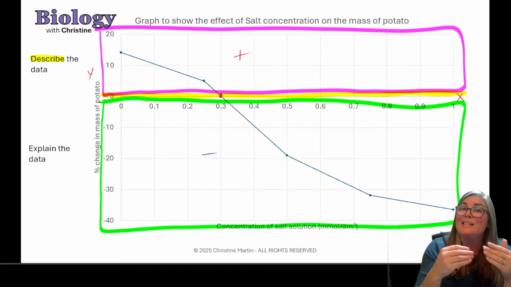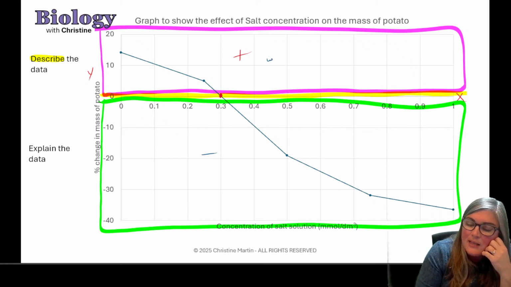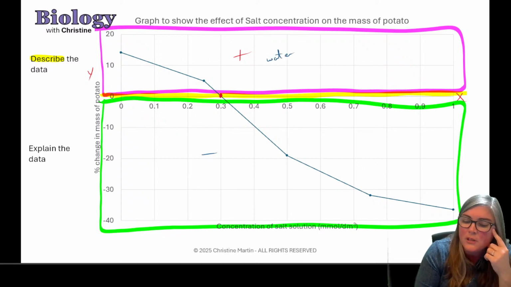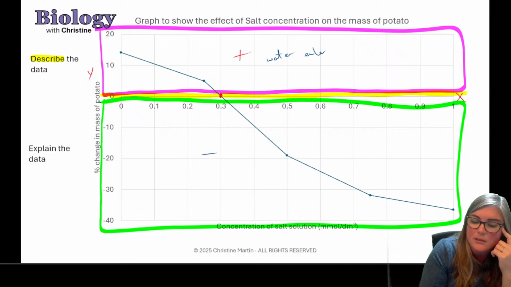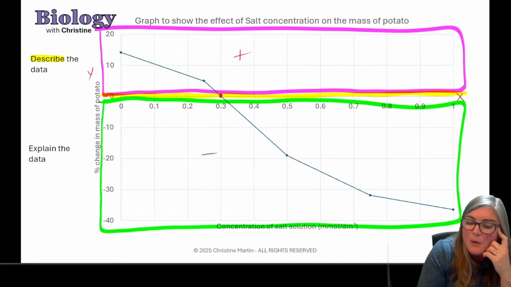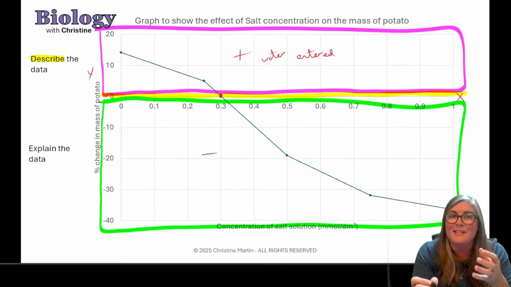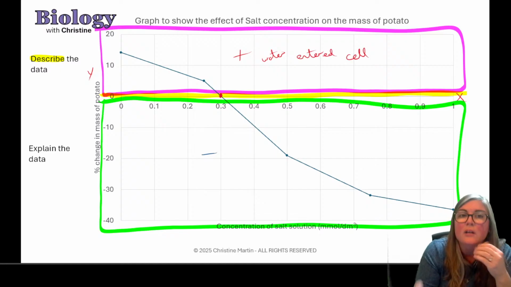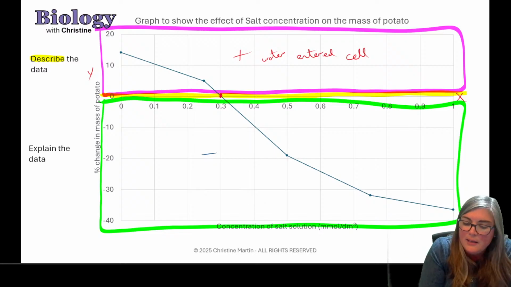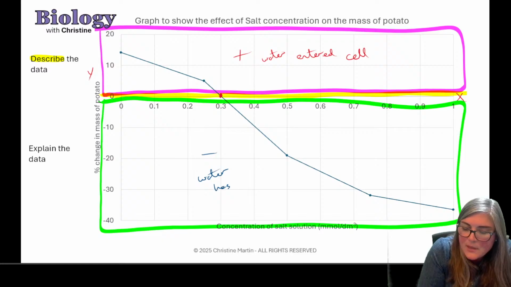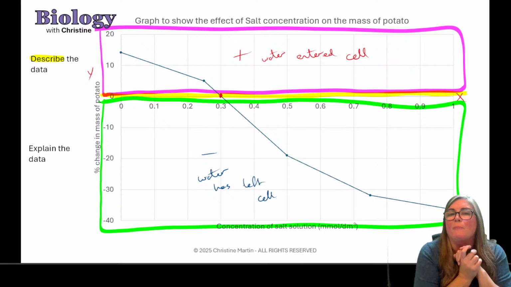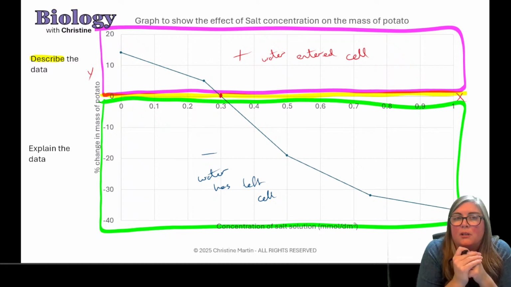So if my mass has increased, I can therefore explain that water has entered the cell. If I go to decrease, I can say it's decreased because water has left the cell. Great, I have maximized my grade. I am getting 100% in this question.